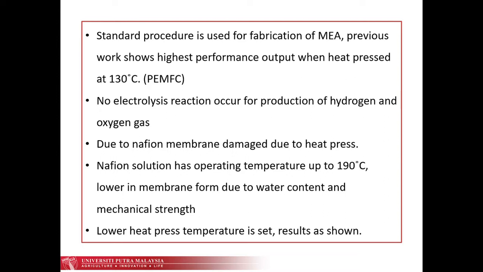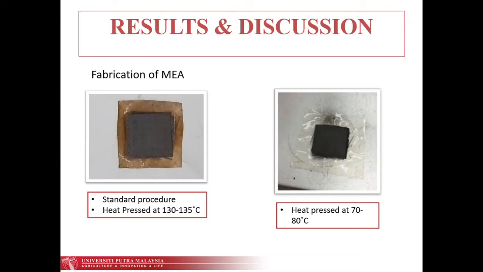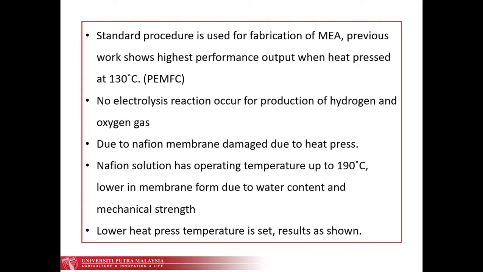So electrolysis may not be important for the MEA. So the next one, after fabrication, the first sample, which is the figure on the left, when tested on reversible fuel cell, no electrolysis reaction occurred for the production of hydrogen and oxygen gas. It is assumed that the Nafion membrane may be damaged due to the temperature of the heat press.